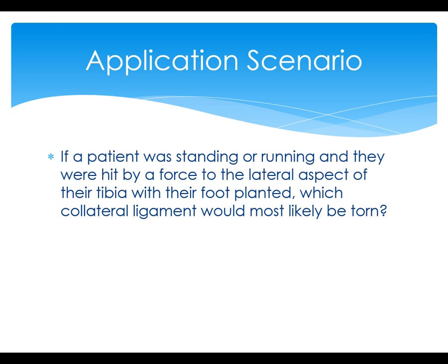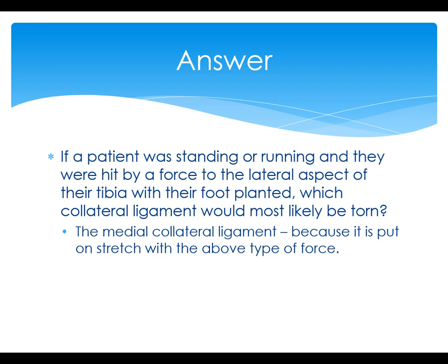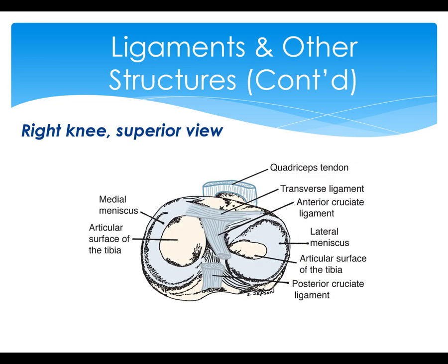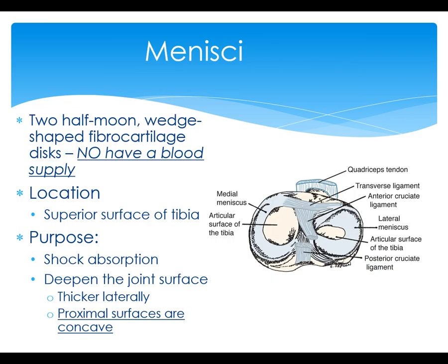So here are some other structures associated in the knee joint. We'll talk about the menisci now. You have two in each knee joint. They're two half-moon wedge-shaped fibrocartilage discs that have no blood supply. There is no vascularity into the menisci except maybe on the lateral edges of the menisci.